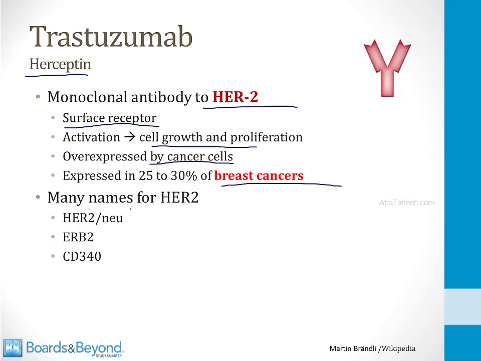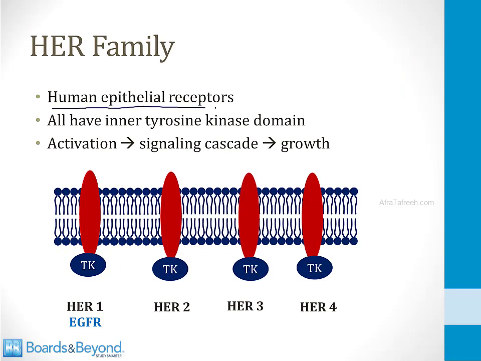And one thing that's confusing about HER2 is that there are many names for this surface receptor. It's also called HER2/neu, it's sometimes called ERB2, and it's also called CD340. HER stands for human epithelial receptor, and there is a family of HER receptors that all have an inner tyrosine kinase domain, just like many of the other surface receptors we've talked about, and activating these receptors leads to a signaling cascade which leads to growth.